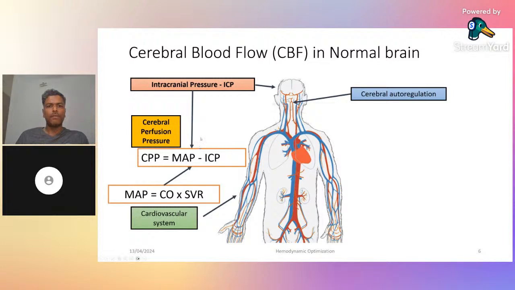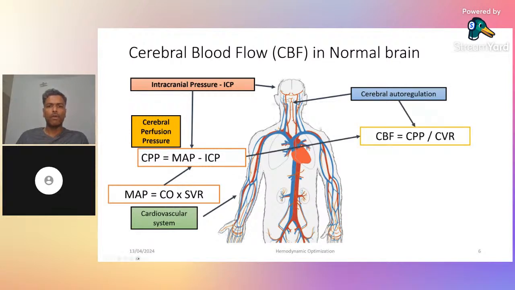So mean arterial pressure is a surrogate of the cardiac output and systemic vascular resistance. And if we subtract ICP, intracranial pressure, which would act against the flow of blood to the brain, then we get what is called cerebral perfusion pressure, which is mean arterial pressure minus intracranial pressure. So most commonly, we are worried about cerebral perfusion pressure. If you say TBI, we would say keep a cerebral perfusion pressure of about 60 millimeters of mercury. But you have to remember that our journey doesn't end at cerebral perfusion pressure.